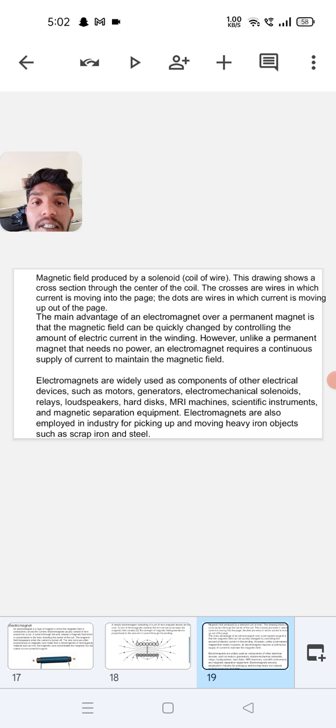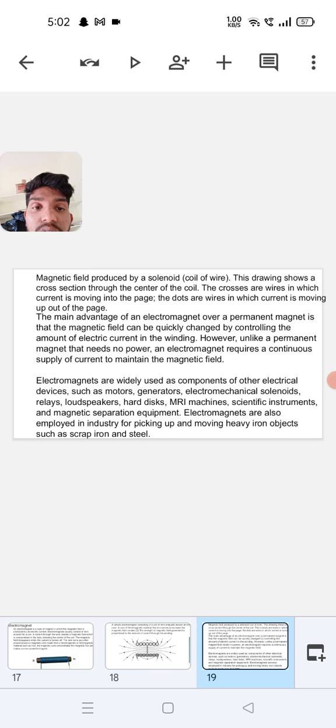The main advantage of an electromagnet over a permanent magnet is that the magnetic field can be quickly changed by controlling the amount of electric current in the winding. However, unlike a permanent magnet that needs no power, an electromagnet requires a continuous supply of current to maintain the magnetic field.